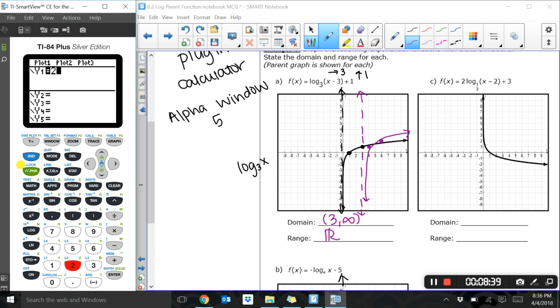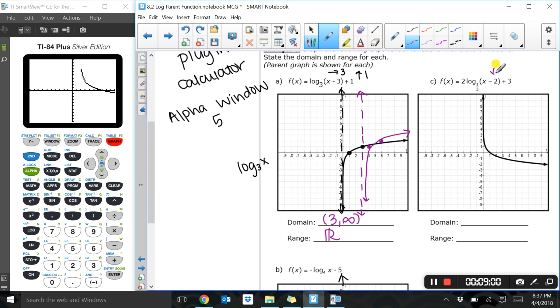On C, which is the last one, you can still use your calculator. So type in 2, alpha, window, 5, get your log base 1/3 of x. That minus 2 is in the parentheses, but then the plus 3 is outside. And let's hit graph and see what it looks like. Now, can y'all tell how my asymptote has moved? This transformation right here, where it went right 2, means my asymptote is going to move right 2. So I'm going to draw that first so I don't forget that that's changed.